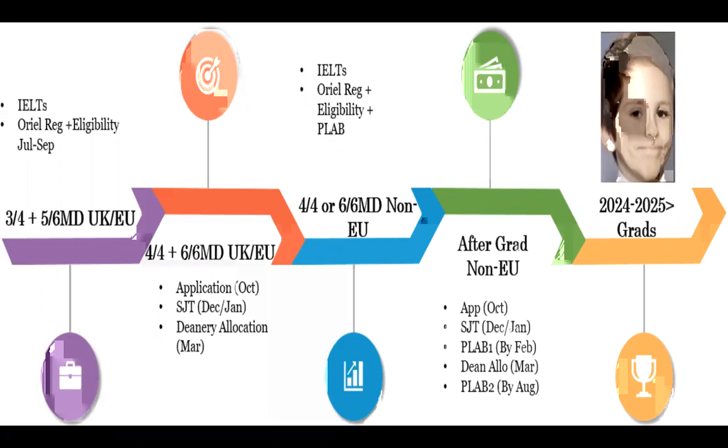So it's a bit weird because there's just been a new ruling. According to last year, if you're in your final year, 6 MD, and you're a non-EU person, you'd have to do the IELTS in your final year, register on Oriel and do the eligibility, and apply for PLAB. And after graduation, you're still a non-EU, so you have to go through the main application, SJT, take the PLAB 1 and have it passed by February, be allocated to a deanery in March, and then take your PLAB 2 by August.